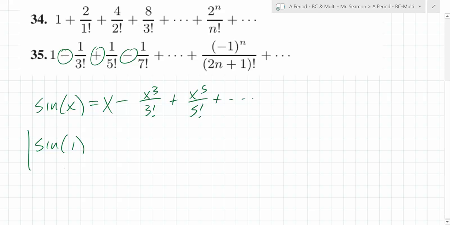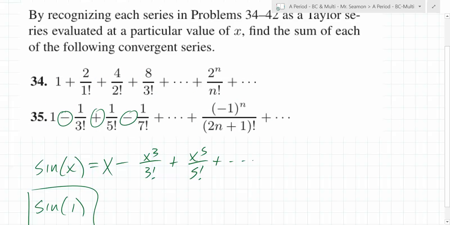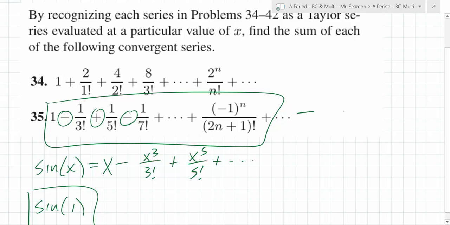So sine 1. This right here is the Taylor approximation for sine 1. Nice. You just found out that this right here is the Taylor approximation. That is sine 1. So basically, you have to match it and then say, this is a Taylor series that we know evaluated at something. What is it?